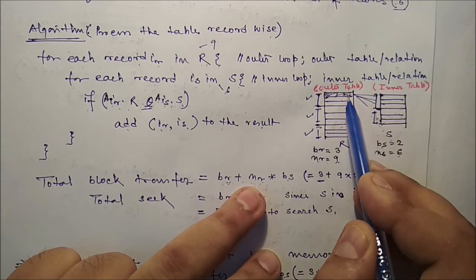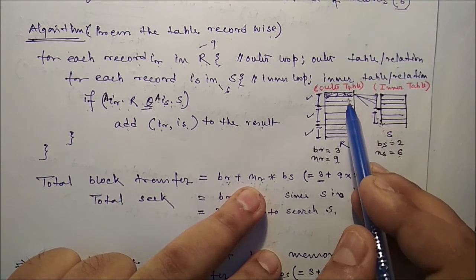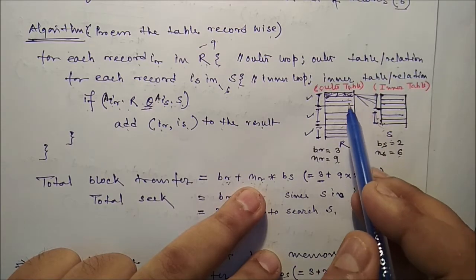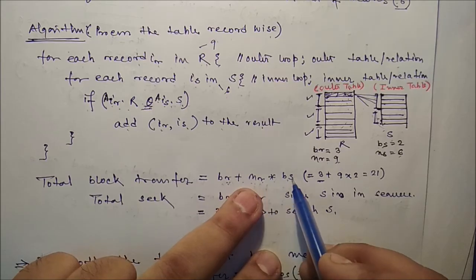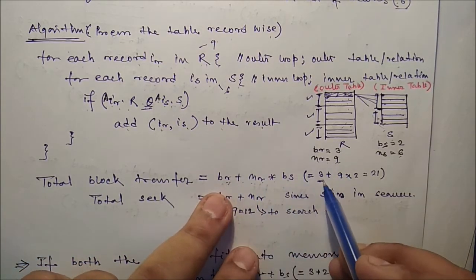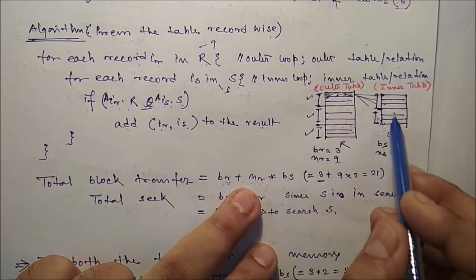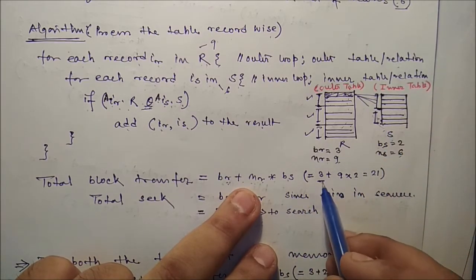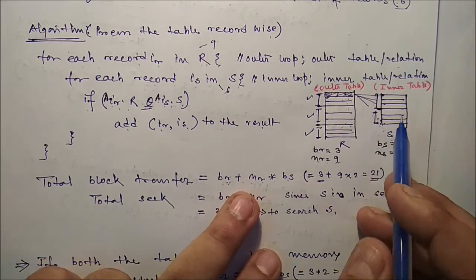So for this record, we need to transfer these 2. For the next one we need another 2. For this we need once again these 2. For this we need another 2. That means what? NR into BS. So BR is equal to what? It is 3. NR is what? Total 9 data present. And BS is what? Total number of blocks of S. So it is 3 plus NR into BS, that is 3 plus 9 into 2, that is 21 blocks transfer required.